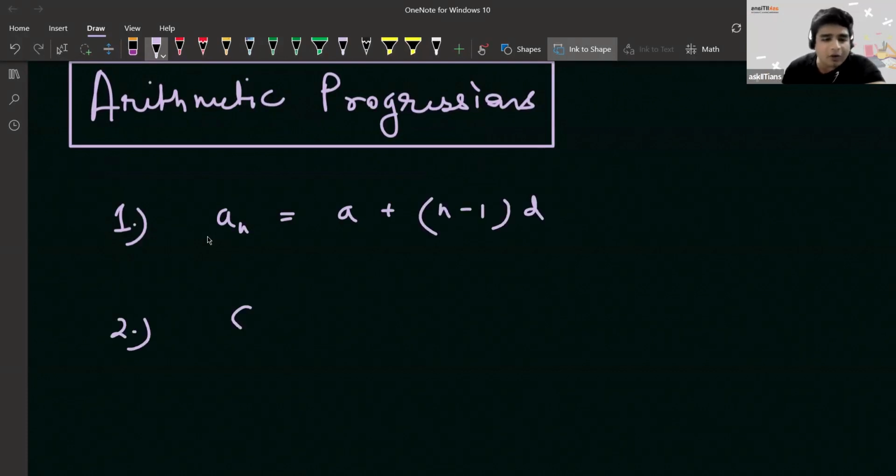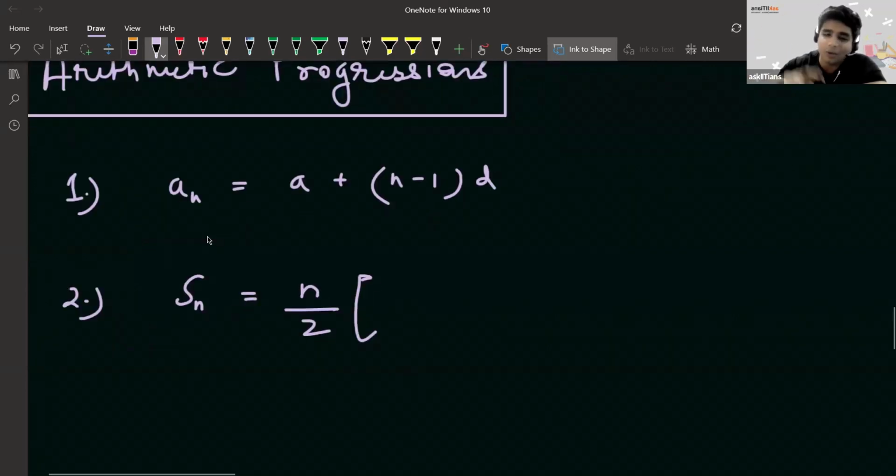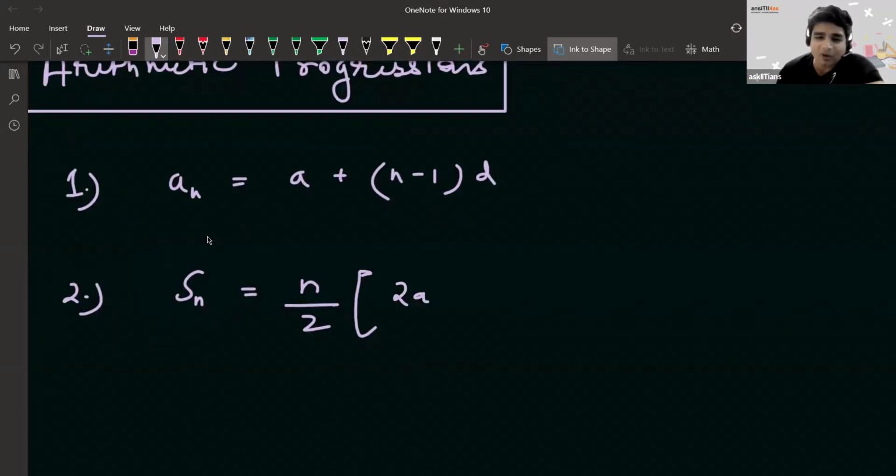And the second formula was sum of first n terms. Please keep this in mind, everyone. This is the formula for sum of first n terms. Not any n terms. I've seen most of you using the same formula if they're asking you to find the sum of last 20 terms. Don't do that, please. Okay, everyone. n by 2 times 2a plus n minus 1 d.